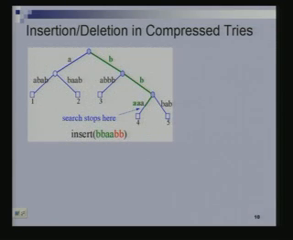Okay, now how does insertion and deletion happen in a compressed trie? Suppose this is the trie I have. The labels that I had put at a node, you can also think of them as labels on the edge, the parent edge of that node. It's one and the same thing. You understand what I mean?